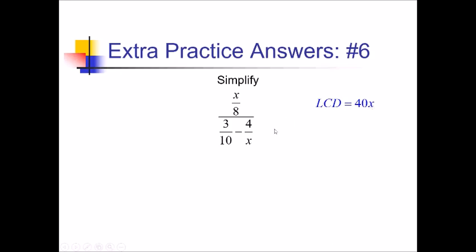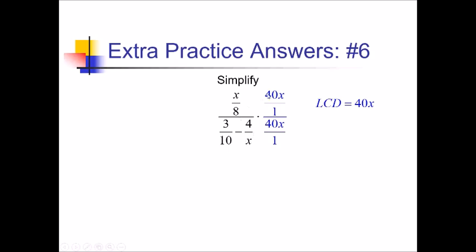So I'm going to multiply the main fraction by the LCD over itself, so 40x over 1 over 40x over 1. This has the effect of not changing the value. I'm just multiplying by a fancy version of 1 right here. However, it is going to cancel out everything in my sub-denominators when I do this.